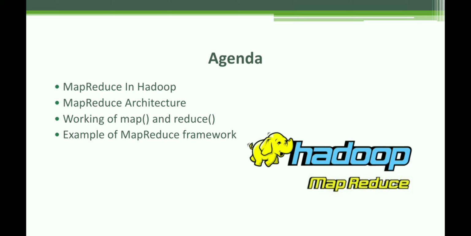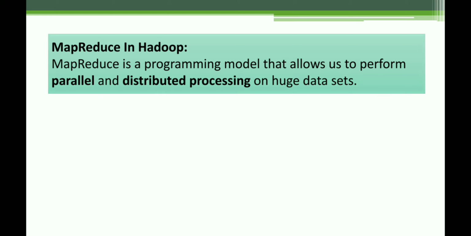Starting with MapReduce in Hadoop. MapReduce is a programming model that allows us to perform parallel and distributed processing on huge data sets. Basically, Hadoop provides the MapReduce framework, which allows us to perform parallel computation without bothering about the issues in the traditional method. Therefore, MapReduce gives you the flexibility to write code logic without caring about the design issues of the system.